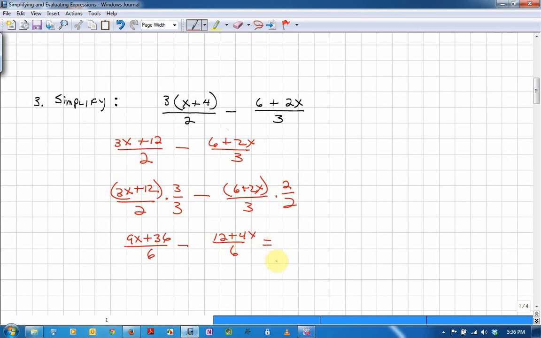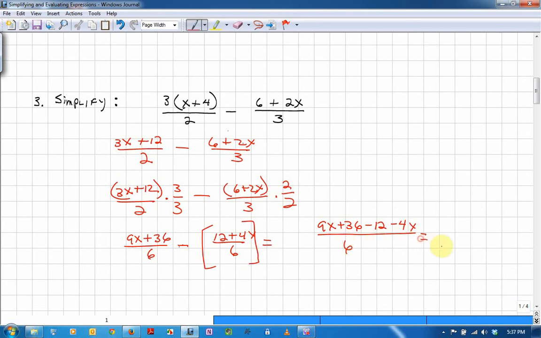Now is where we have to be careful, because I am subtracting basically this whole term. So because this whole term is subtracted, when I combine them, I have to distribute this subtraction to both of the numerators. So I would have 9x plus 36, subtract the 12, subtract the 4x, and all that would be over the common denominator of 6.